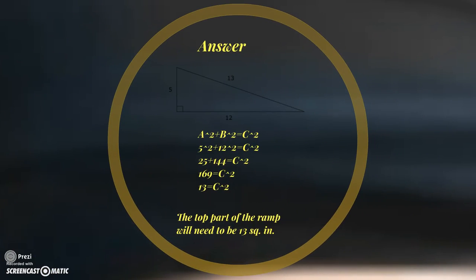a squared plus b squared equals c squared. 5 squared plus 12 squared equals c squared. 25 plus 144 equals c squared. When you add both of those together, you get 169 equals c squared. The square root of 169 is 13. The top part of the ramp will need to be 13 inches.